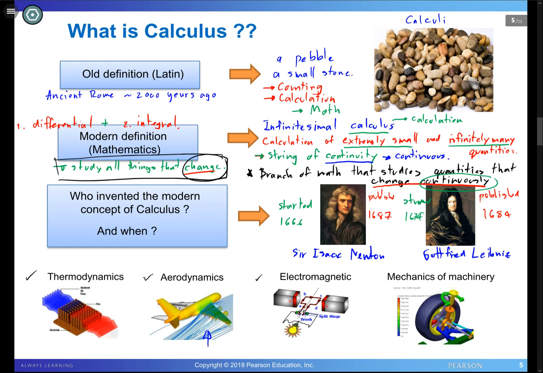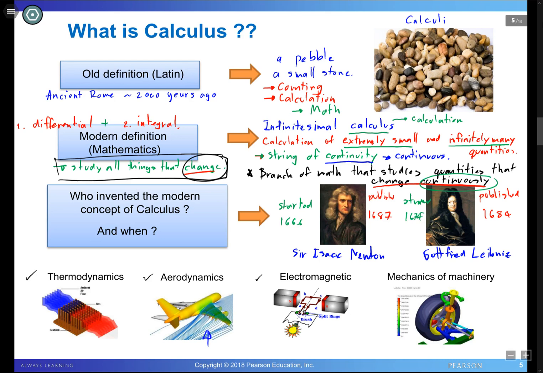And the last branch that I have right here as an example is the mechanics of machineries. So you have all these parts and they move in the space together during the operation. So you have the dynamics right here. So this can be explained by calculus too.